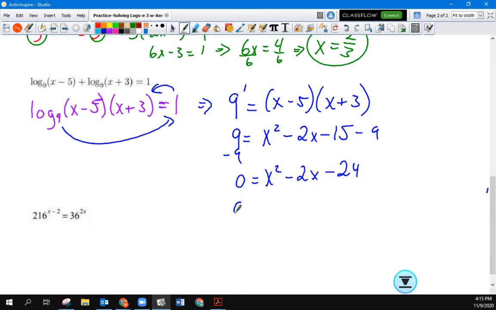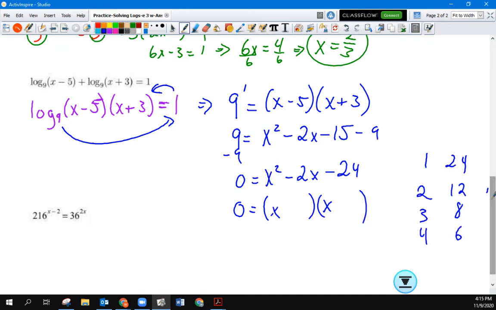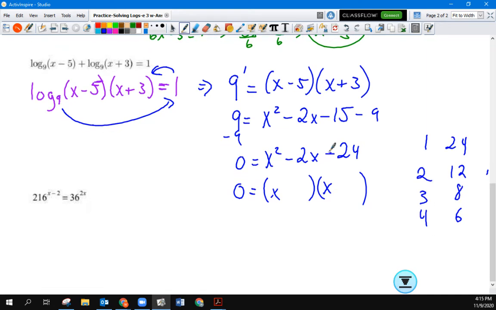And then we're going to factor. So x, the factors of 24 are 1 and 24, 2 and 12, 3 and 8, 4 and 6. So which one has a difference of 2? That's my 4 and 6. So I put 4, 6. Bigger number is negative. The other one's positive. So my solutions are x equals negative 4 and x equals 6.